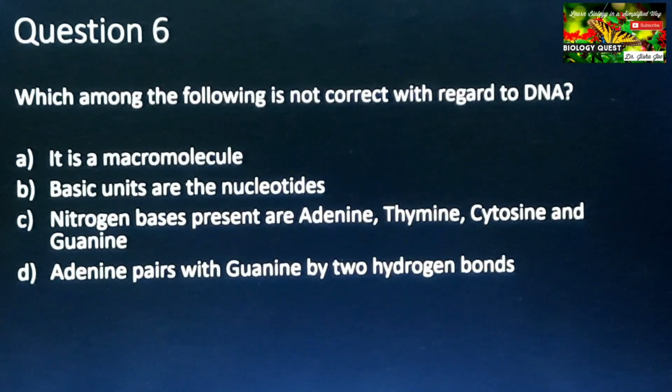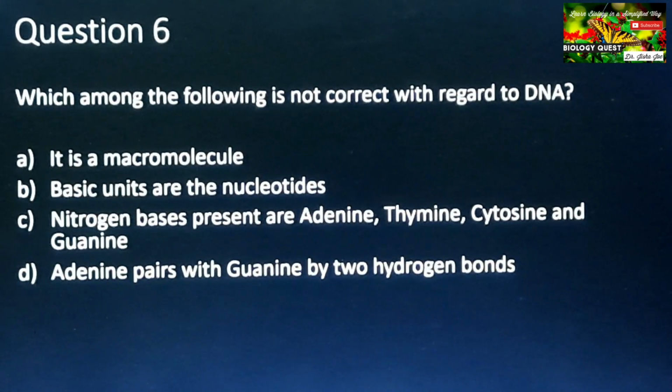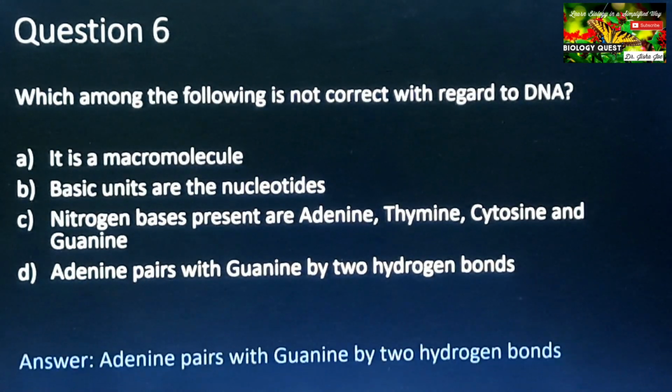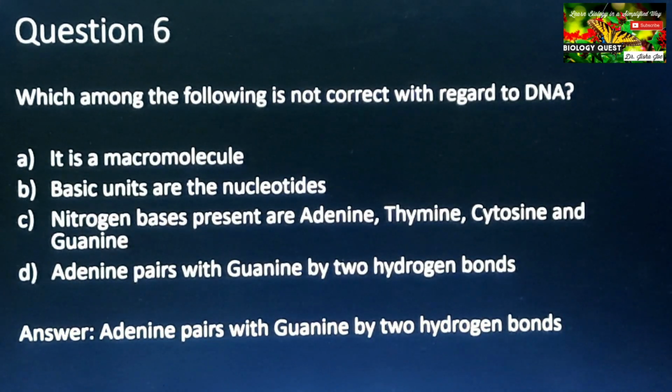So the question is, which among the following is not correct with regard to DNA? So what is the answer? The option D is the correct answer. Adenine pairs with guanine by 2 hydrogen bonds. That is the option which is not correct. Actually, what is the correct option? Adenine pairs with thymine by 2 hydrogen bonds. So read the question properly. Which among the following is not correct with regard to DNA? So the first 3 options are correct with regard to DNA. The 4th option is wrong. So here the correct answer is option D, adenine pairs with guanine by 2 hydrogen bonds.